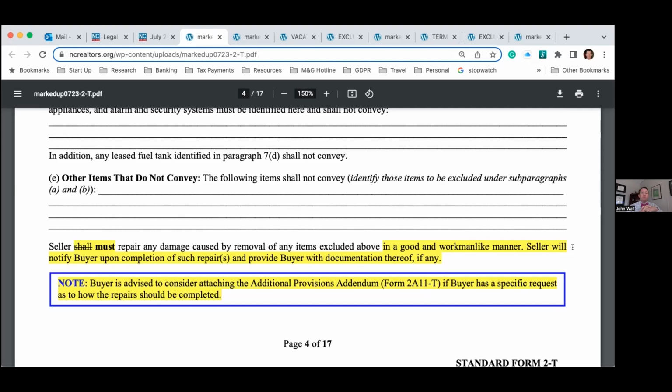So that's been added here as a requirement if the seller does remove any sort of fixture or equipment in the property before the buyer comes in. And there's also a sentence here that the seller will notify the buyer and provide the buyer with documentation if there is any. There's also a new note where if the buyer is very particular how they want something fixed, then they better use the additional provisions addendum and have those specifications outlined very clearly.